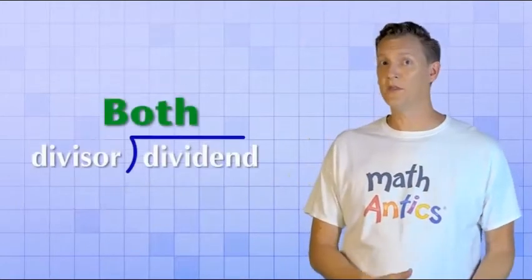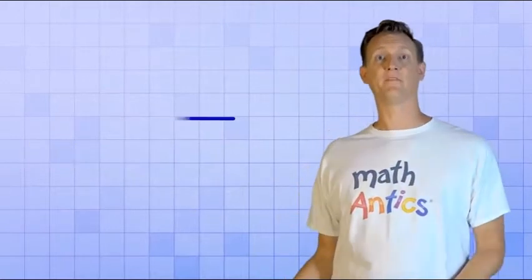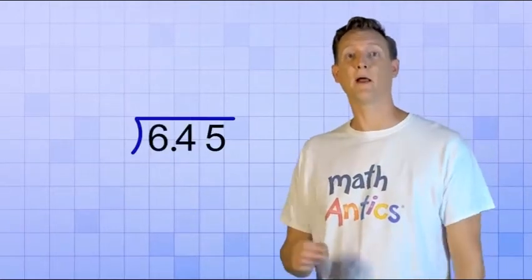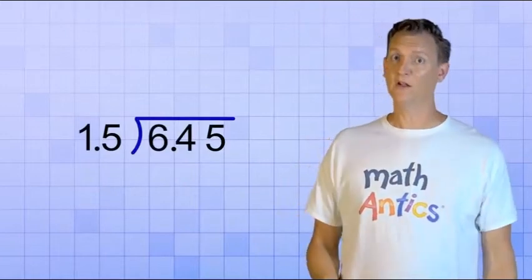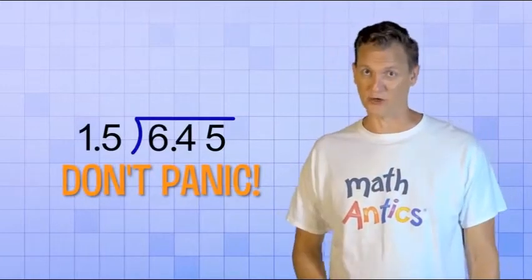But what if both the divisor and the dividend are decimals? Like, what if you have to divide 6.45 by 1.5? Well, the first step is don't panic. As you'll see, this isn't much harder.